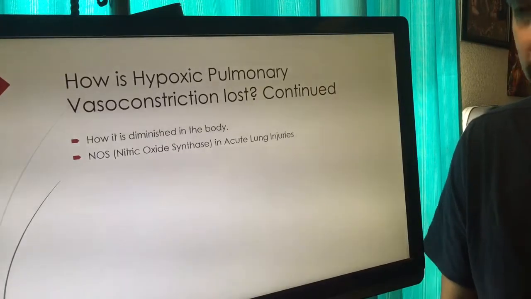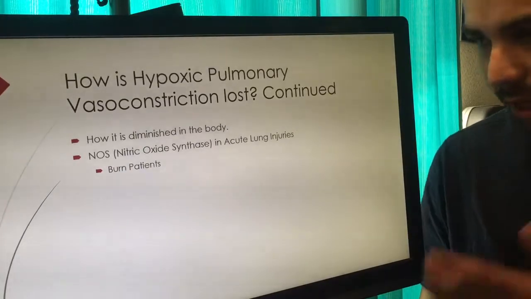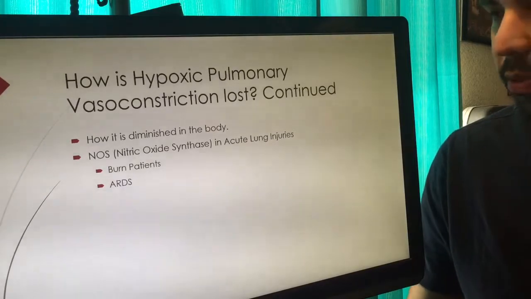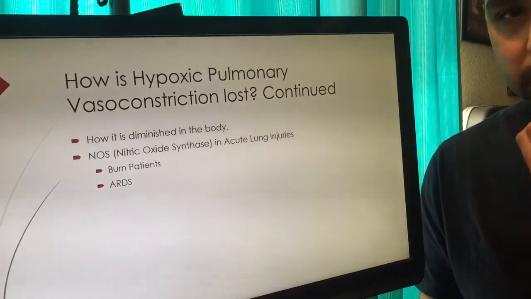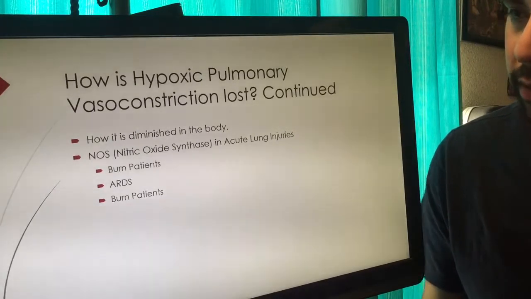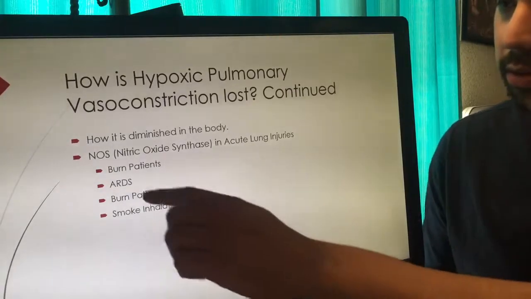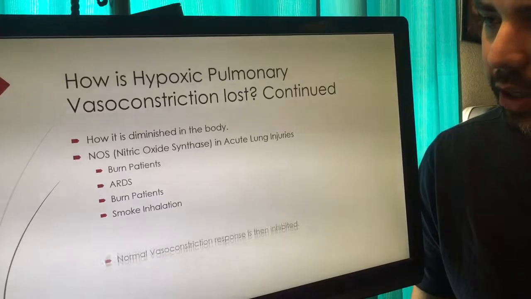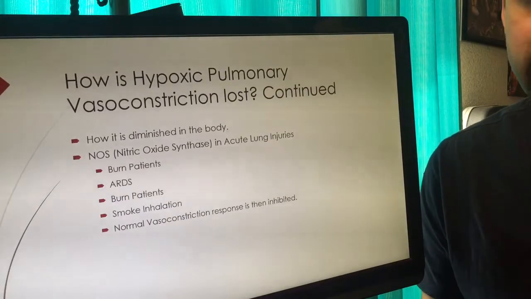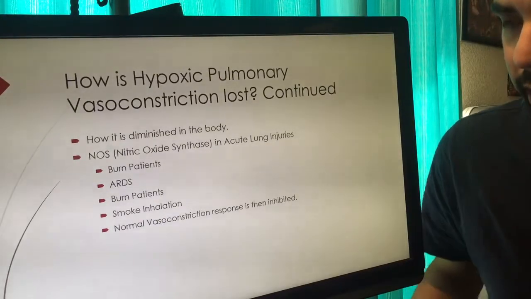So this is when HPV is lost or diminished, and it can happen with several things. A few of them will be burn patients, patients or people that have acute respiratory distress syndrome, known as ARDS. Burn patients, again, smoke inhalation patients. Basically, anyone that has gone through any sort of fire, they have all this smoke inhaled and carbon monoxide buildup, so that's not good.